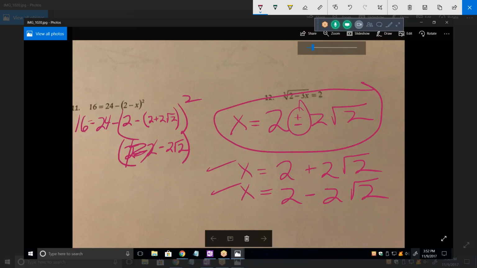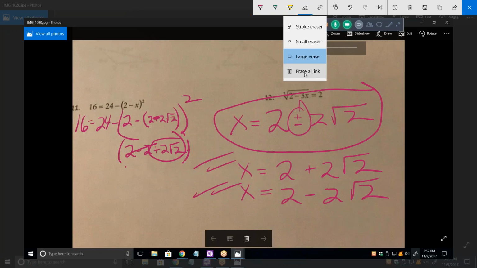Now, the other answer was 2 minus 2 minus 2 square root of 2. That was the other answer. And when I remove those parentheses, I get 2 minus 2 plus 2 square root of 2. Well, the 2's still cancel. And when I square that, I still get 8. So both answers work. Looks like maybe they're not going to give us one where both answers don't work.